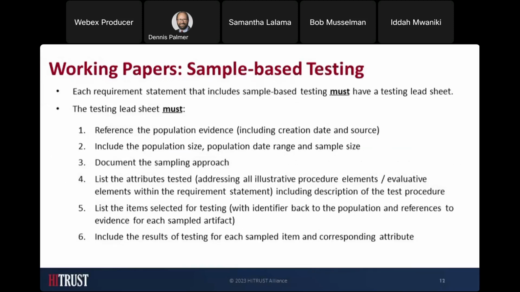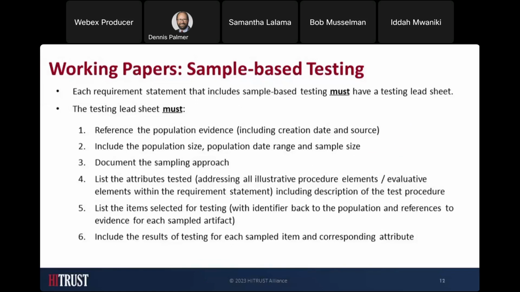The last PRISMA level that I want to talk about is the implemented. And so this is where the sampling comes in for the testing for the implemented PRISMA level. So let's talk a little bit about when you're doing sample-based testing. You've got to have a lead sheet. And that lead sheet has to contain certain things. Number one, again, covering the criteria. What's the population? What's the creation date and where did it come from?